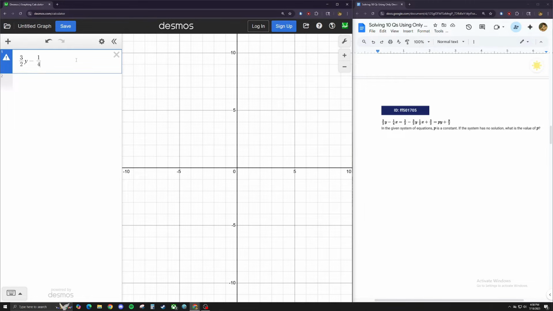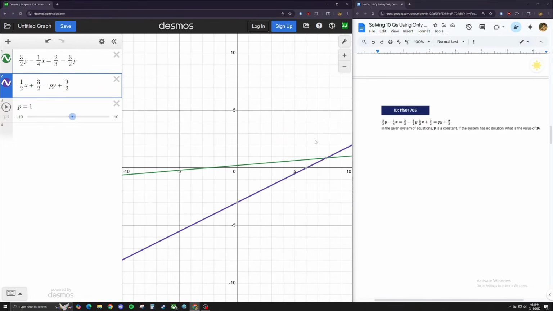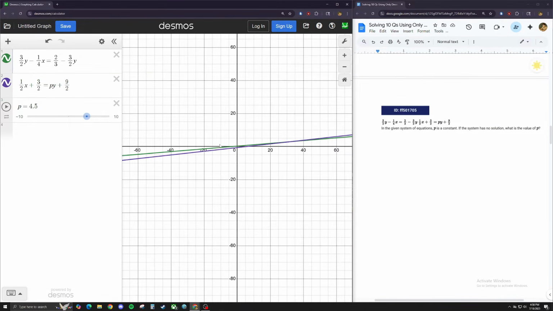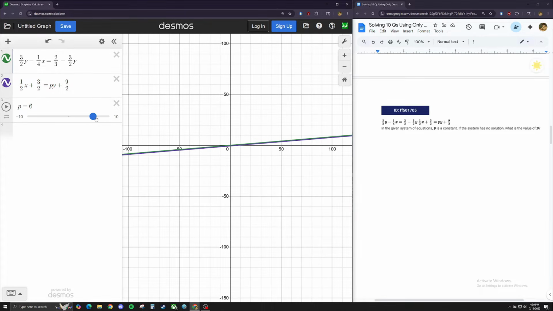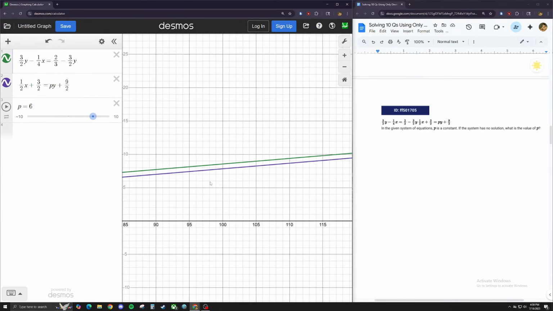3 over 2 y minus 1 over 4 x is equal to 2 over 3 minus 3 over 2 y. And then we have 1 over 2 x plus 3 over 2 is equal to p y, making a slider for p because that's our constant, plus 9 over 2. And we just need to find at what point there is no point of intersection when we drag this around. So moving the slider, we see there's no point of intersection when p is equal to 6.